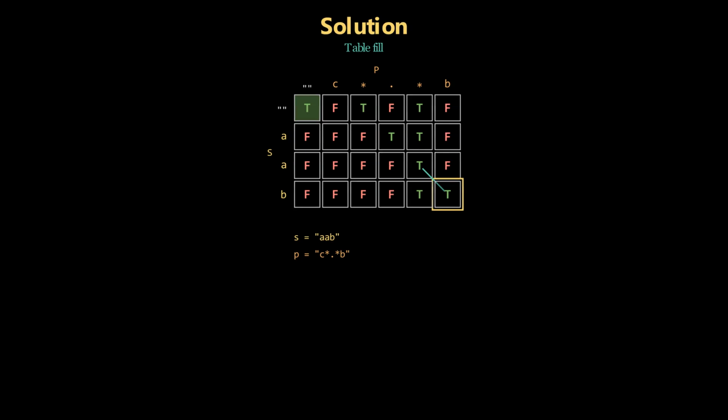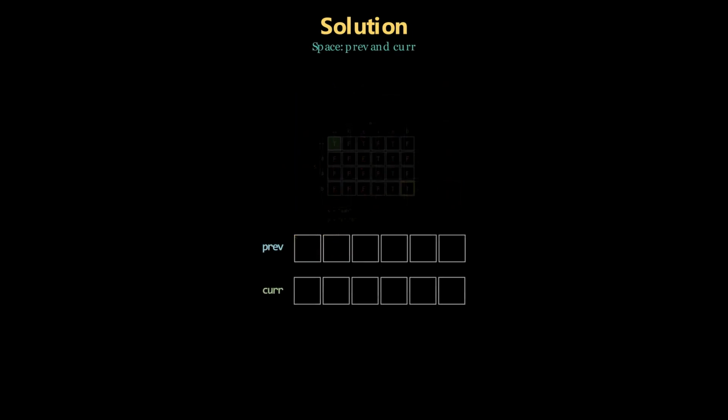Final cell, B matches B, built on 2,4. The full string matches the pattern, true. The answer is true at the bottom right. Space optimization, row I only needs row I minus 1, so previous and current arrays replace the full grid. Watch row 3 land in current, then slide into previous for the next round. Space drops from an M by N grid to order N.